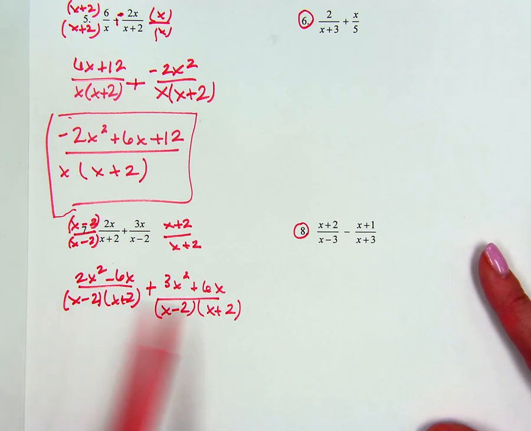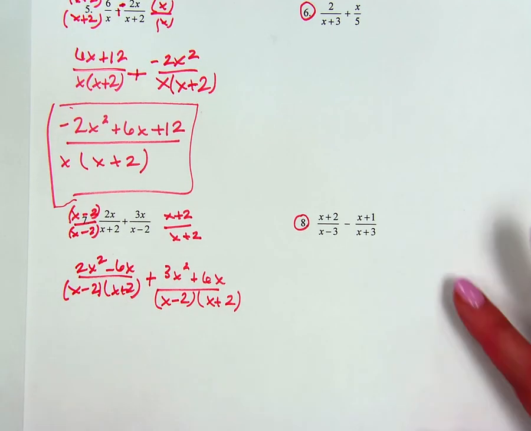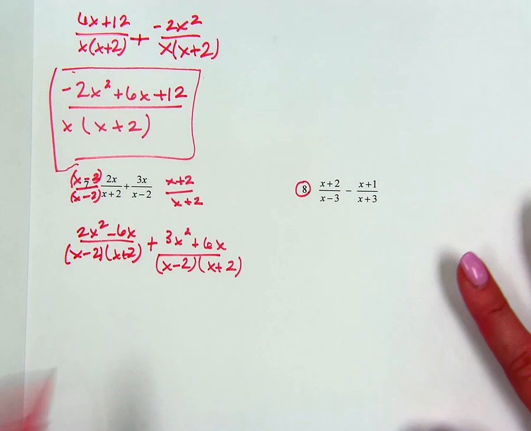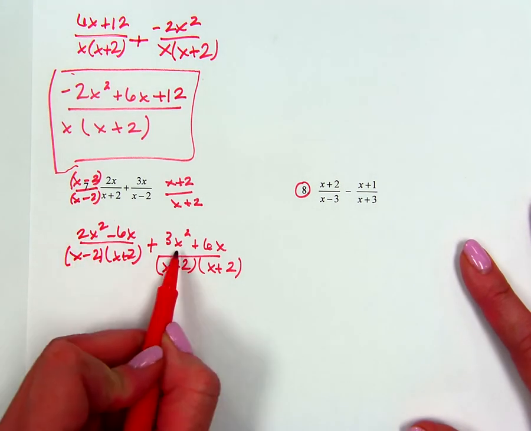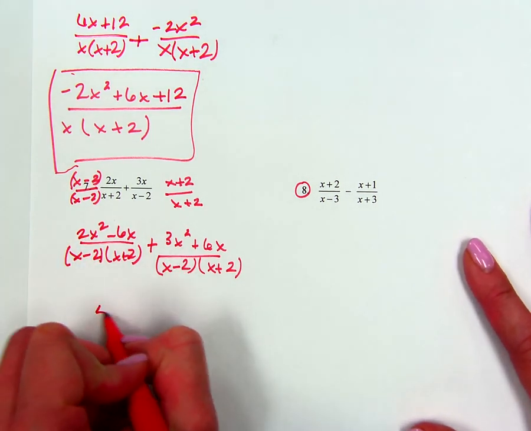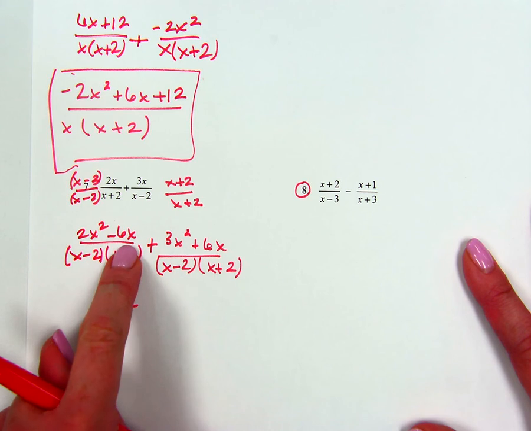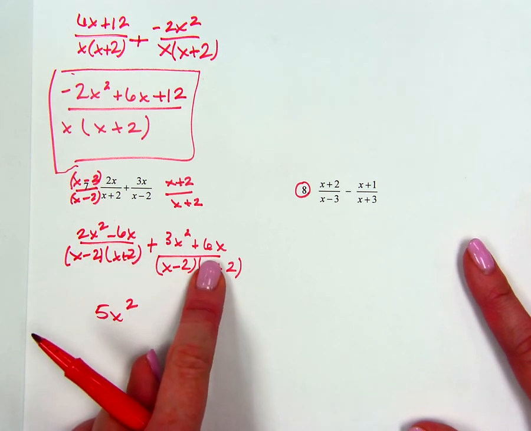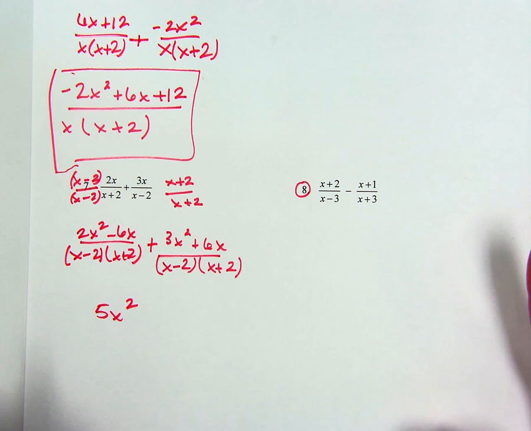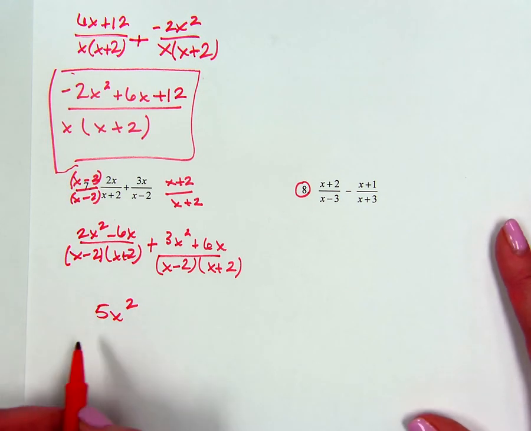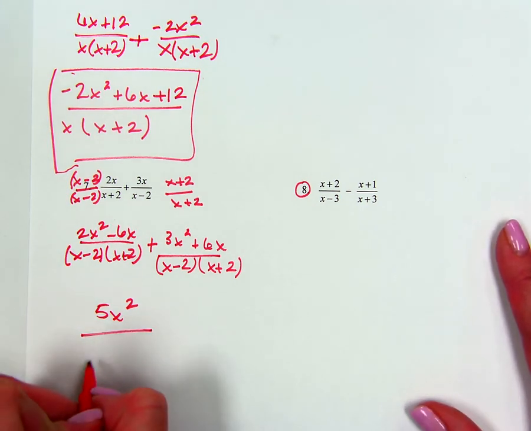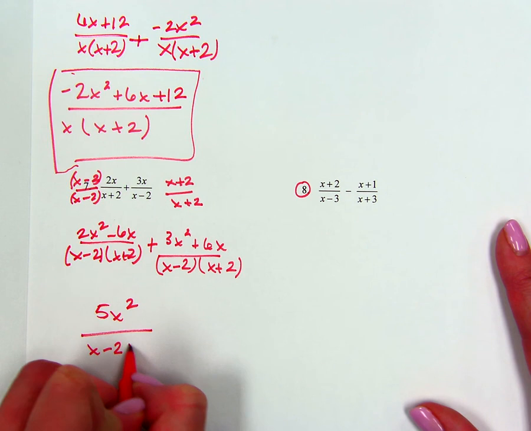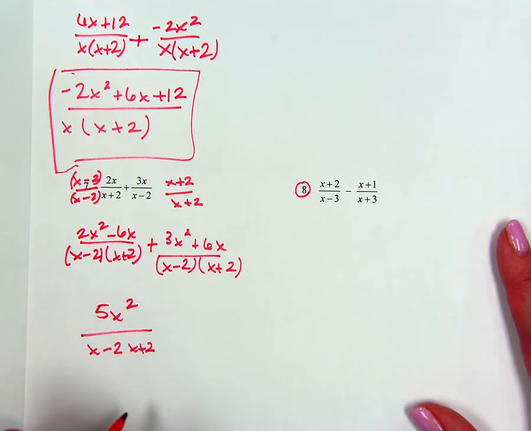So we're going to combine our like terms real quick, and then we'll just kind of leave it as is. We won't reduce it down too far for this one. So 2x squared plus 3x squared, so we have 5x squared. Then we have negative 6x plus 6x. So that becomes 0. So we have 5x squared over x minus 2, x plus 2. And I think that's it. We're all set then.